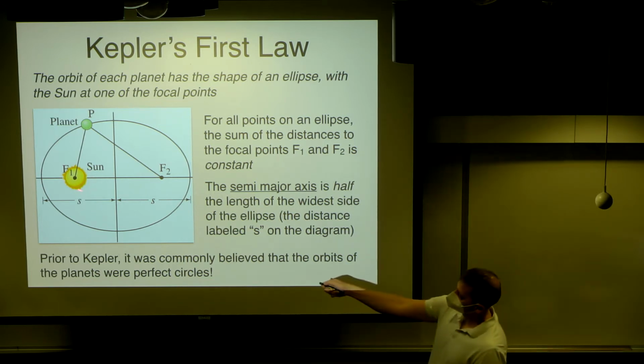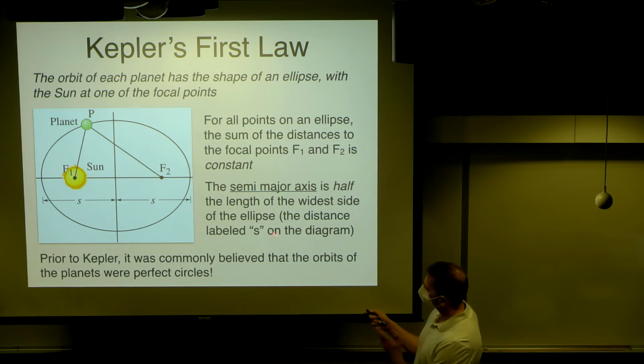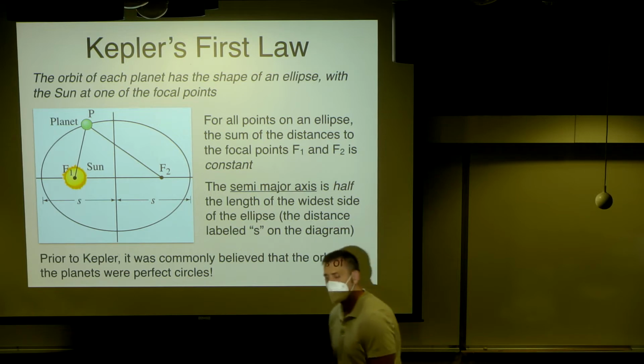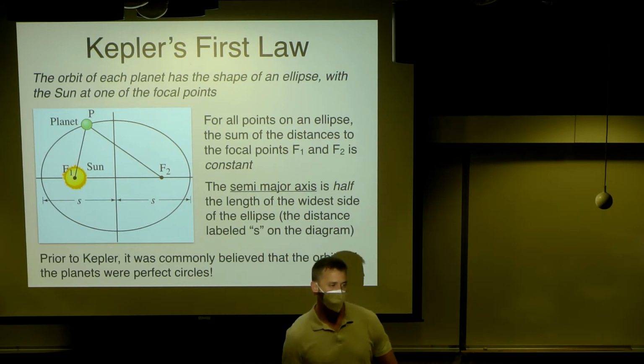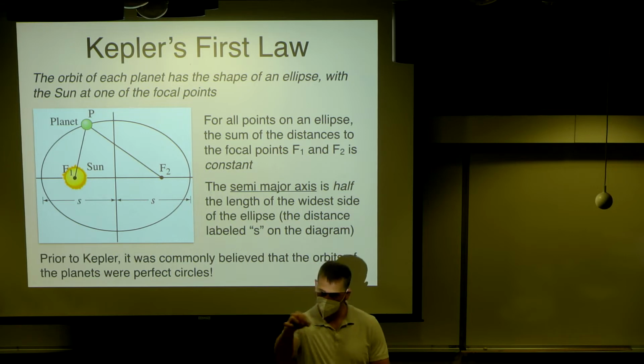So the sun happens to be located at one of those focal points of the orbit. Another thing we're going to talk about that's going to come up later is something called the semi-major axis. This is just like radius, but for ellipses. You can think of it that way. Remember, radius for a perfect circle is just your distance from the center to the actual edge of the circle.